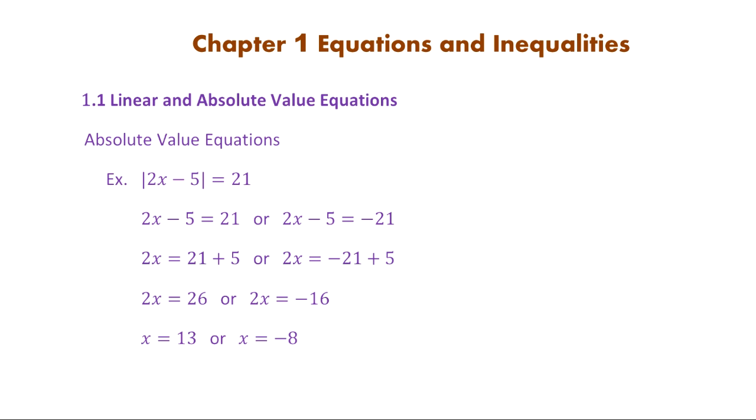Or you can double check negative 8 for x. So plug in negative 8 for x, then you get 2 times negative 8, which is negative 16. Negative 16 minus 5, we get negative 21. And take the absolute value, you get 21. So both are solutions to the equation.